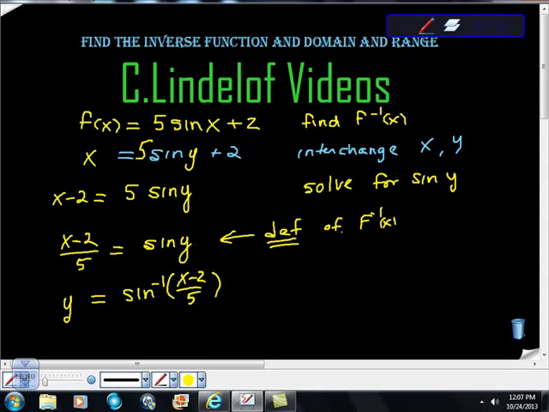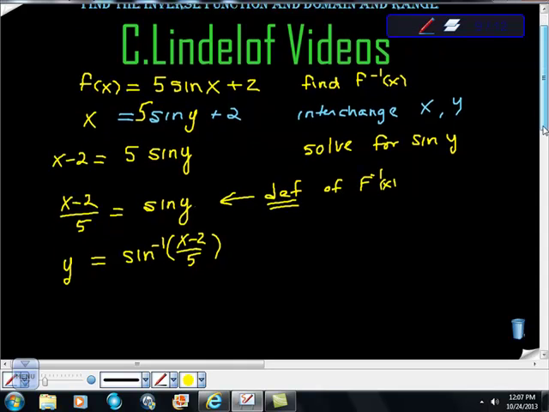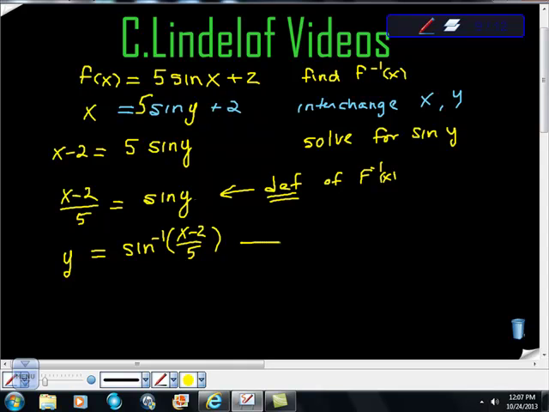Your professor will be looking for you to use this definition, and he or she probably will not ask you to prove that, so I'm just going to go with that. So here is my inverse function. The only thing I am going to do is clean this up a little bit, because it's not truly y. It's f inverse of x is equal to the inverse sine of x minus 2 over 5, which is how your professor will probably want to hear that.